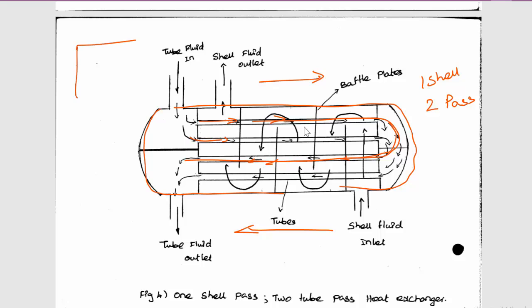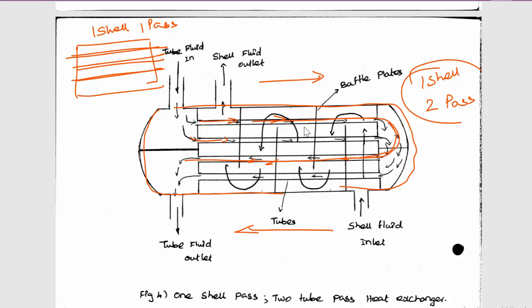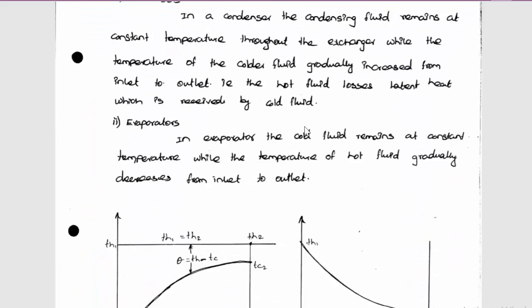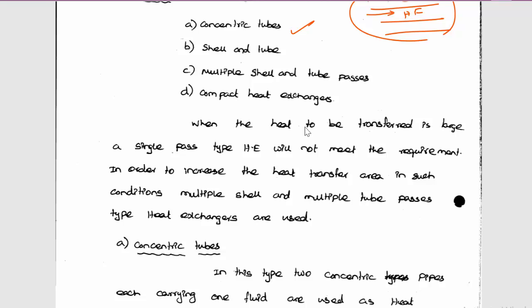In case you have a shell like this and tubes like this, then it is called a one shell, one pass heat exchanger. Maybe two shells, one pass, two shells, two pass, whatever the combination is possible. Here I am showing you a one shell, two pass heat exchanger. Okay, this is called a shell and tube heat exchanger. The third thing is multiple shell and tube passes. I already told you what multiple shell and tube pass heat exchangers are.